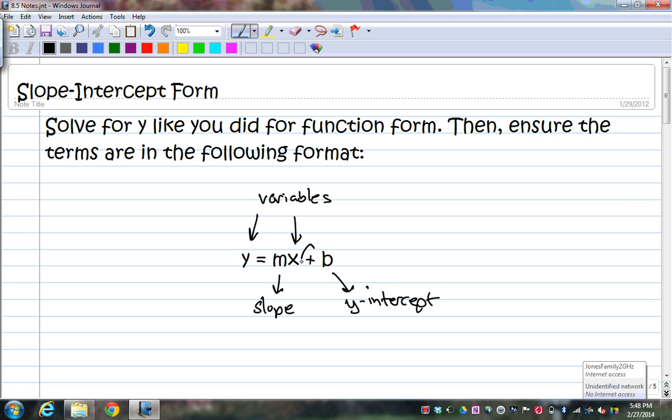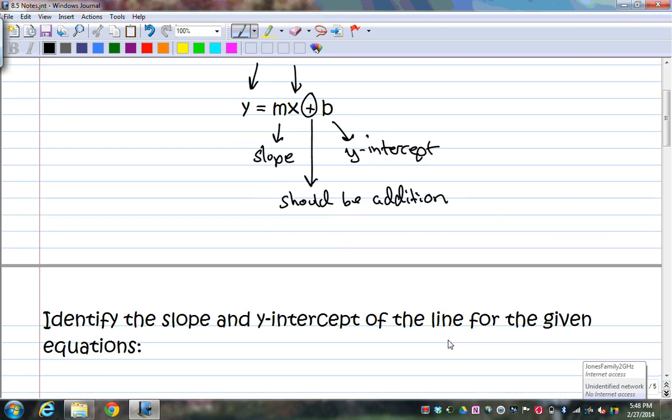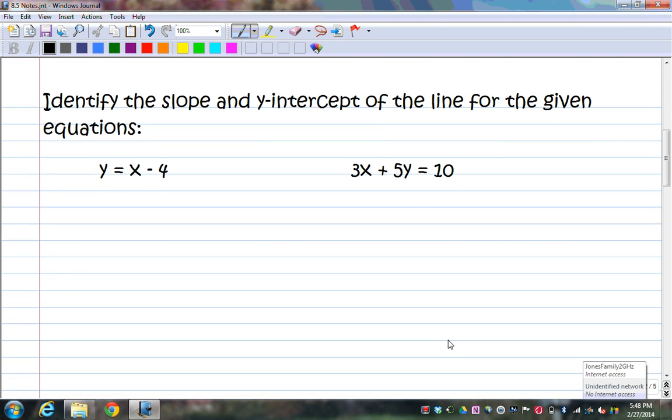Now, you want to make sure that it's addition. So here, this should be addition. And you'll see why on the next page. Okay? So let's try and find the slope and the intercept from equations.